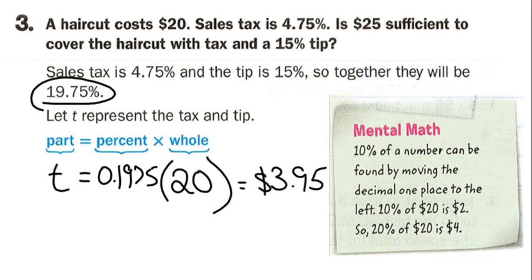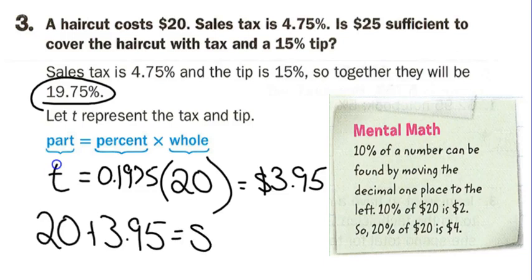You end up with a total of $3.95. All right, so let's ask ourselves, $20 plus $3.95 gives us a total of $23.95. That's what our total cost of the haircut is going to be. Do we have enough money if we have $25 in our pocket? You bet we do. And we've even got a little bit of change left over.